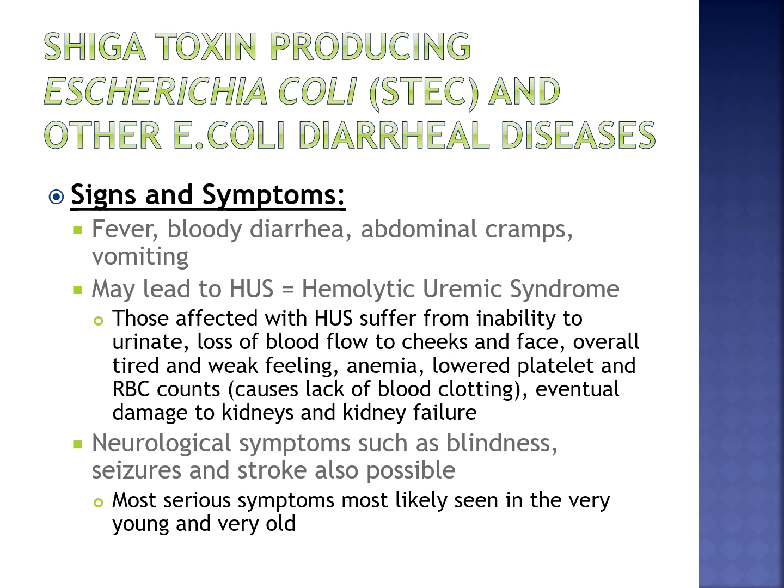And eventually it can damage the kidneys, which could lead to kidney failure. So this is why we do not treat this particular bacteria with antibiotics. That is kind of the big thing, or antidiarrheal medication. Some signs and symptoms that we could see aside from HUS are fever, bloody diarrhea, abdominal cramps, and vomiting. There could also be neurological symptoms like blindness, seizures, maybe even a stroke. So this one can be pretty serious as far as our acute diarrheal infections.